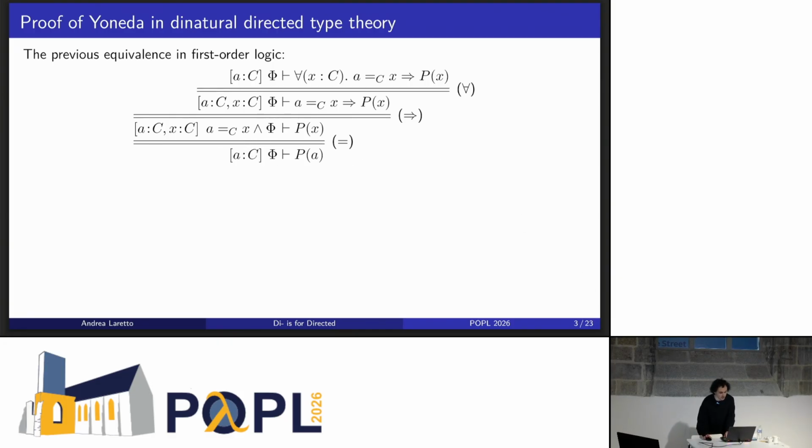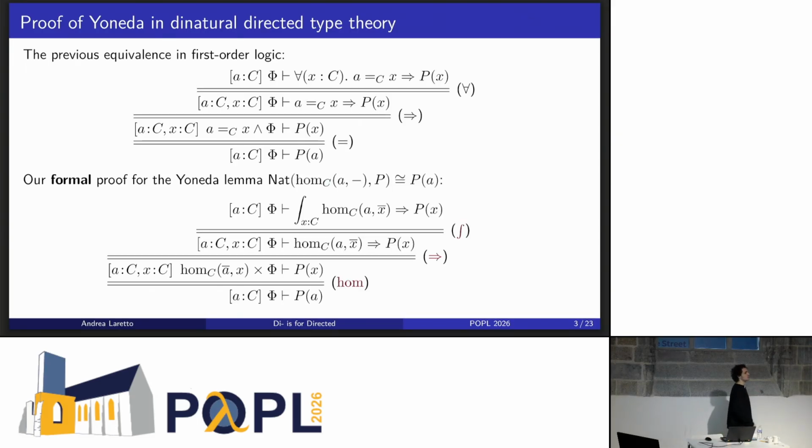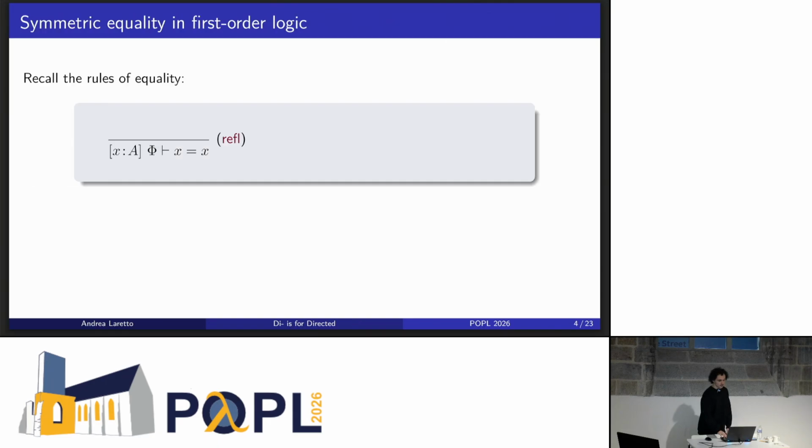Well, this is what it looks like in our system, the corresponding proof in directed type theory. You can see it literally has this same exact structure, right? So just to give the setup, let me recall the rules of equality in the type theories that you know already. So you have a rule for introduction, which just states reflexivity of equality. And then you have a rule to eliminate them called the J rule, or equality elimination rule.